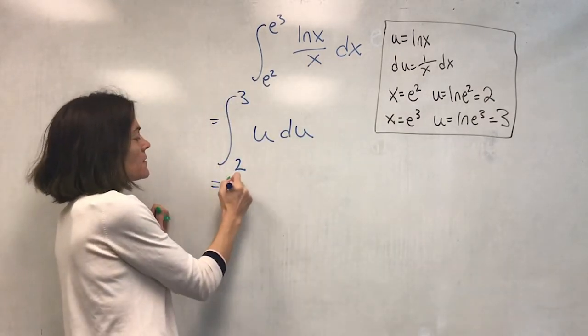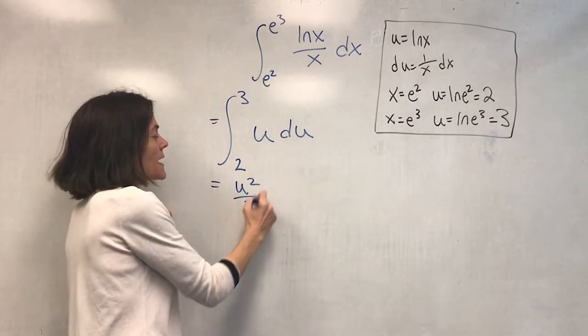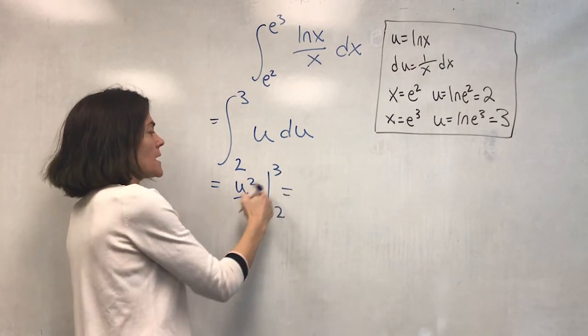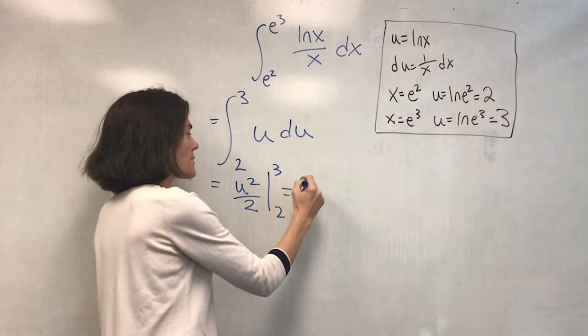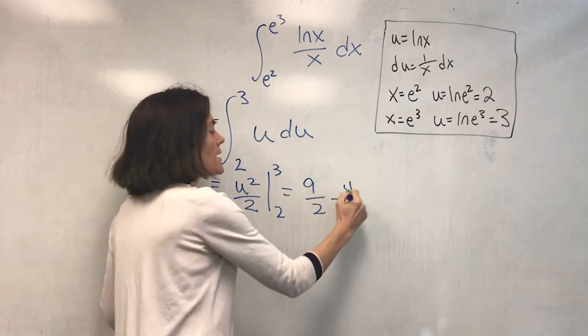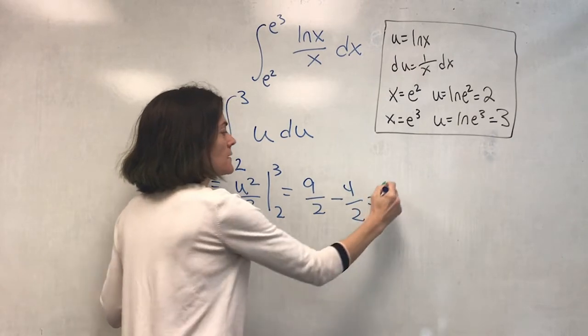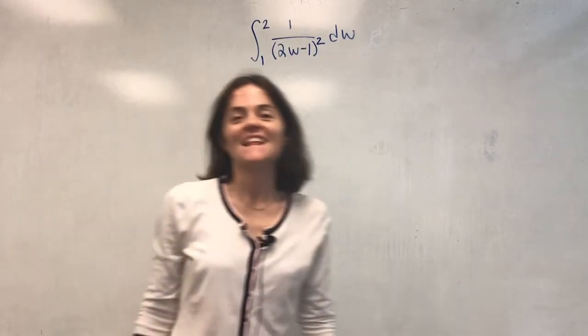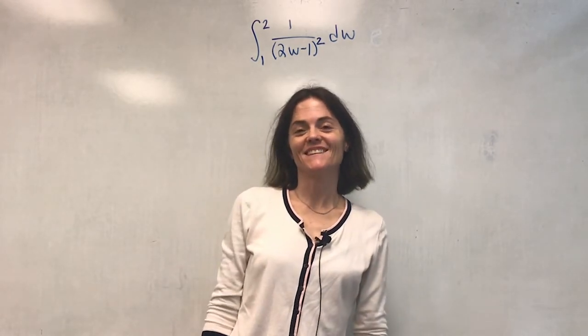We integrate and evaluate from 2 to 3. We get 3 squared, 9/2, minus 4/2, which is 5/2. This will be my final integral.